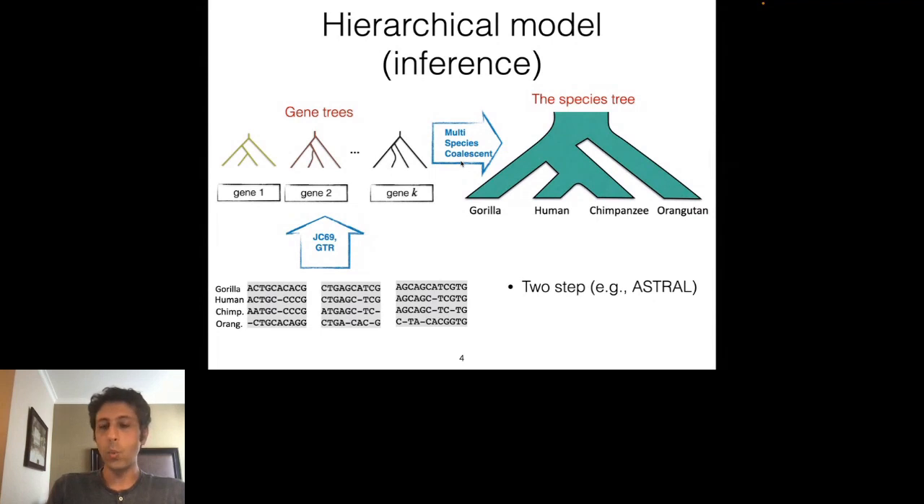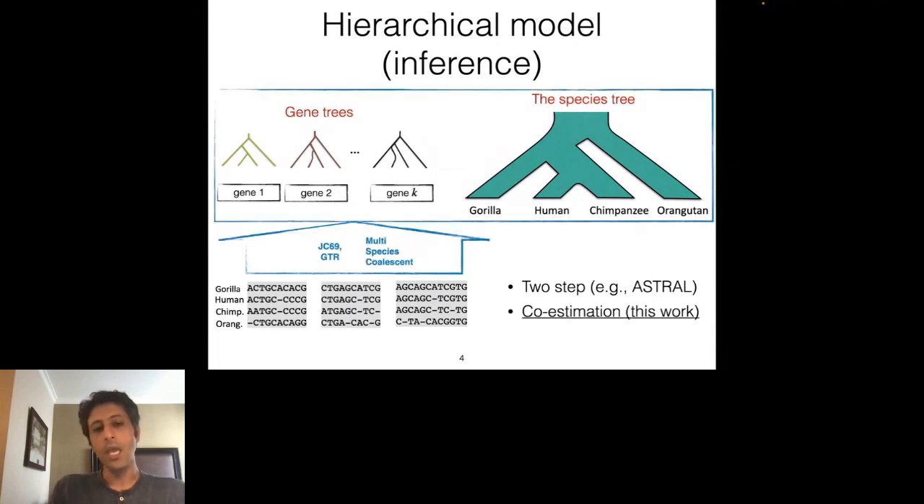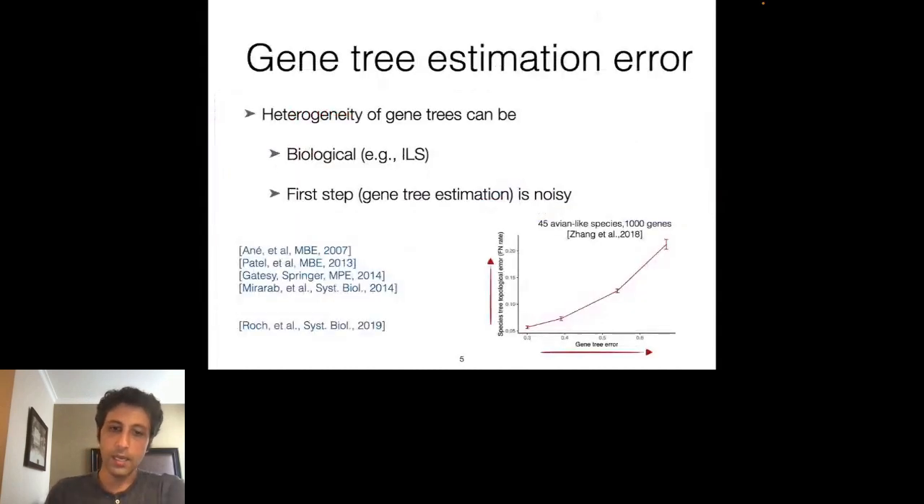Okay, so this is one approach, but it's not the only approach. One alternative is co-estimation, which is when you try to do the inference of gene trees and the species tree all together. Now, the question is, why would you want to do everything together? And the answer is the issue of gene tree estimation error. The heterogeneity that we observe in the gene trees we estimate from data can have 2 reasons. They can have biological reasons like ILS, but they can also have noise. When you infer gene trees, they have error, and that error adds to the discordance.